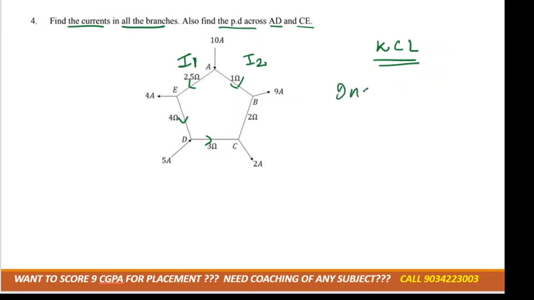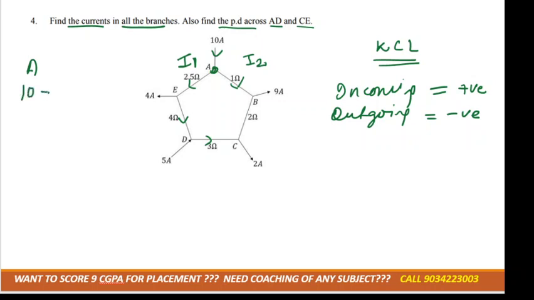You know that incoming current would always be denoted by which sign? Positive sign. And outgoing current would always be denoted by which sign? Negative sign. So here at this node, particular node A, the 10 ampere is the incoming current and I1 and I2 are the outgoing current. And as you know, according to Kirchhoff's current law, incoming current is equal to the outgoing current. So from node A we'll get this equation.